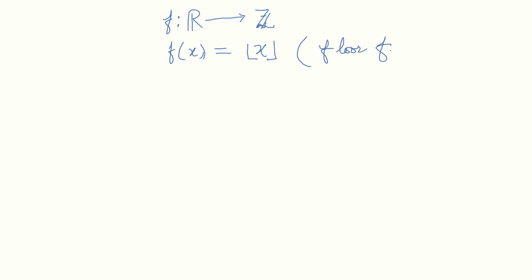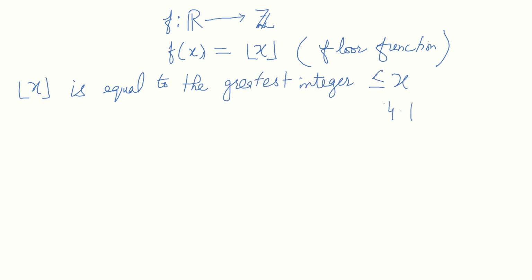In this example, the domain and the codomain are two different sets. We have a function from the set of real numbers to the set of integers. And the formula of the function is f of x is equal to floor of x. This is called a floor function. Floor of x is equal to the greatest integer less than or equal to x.